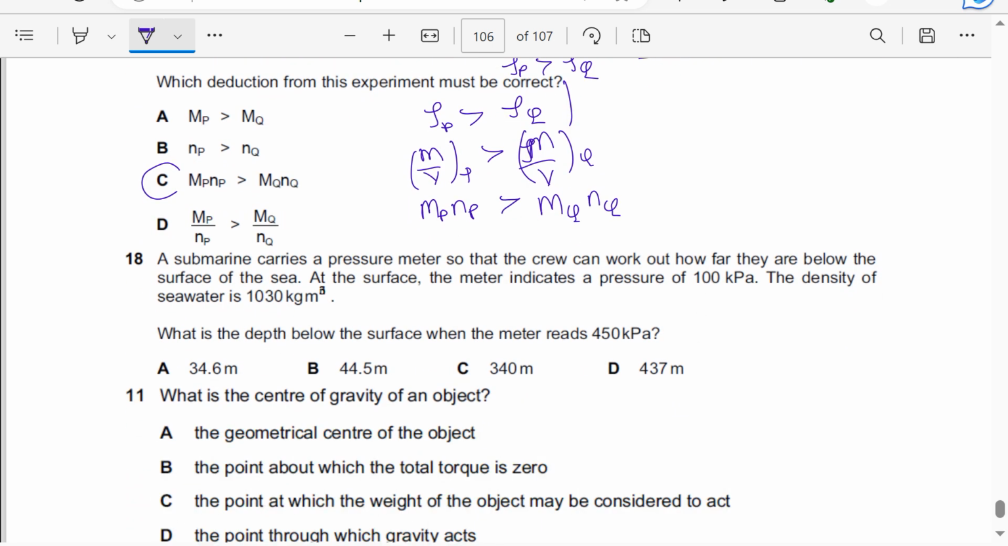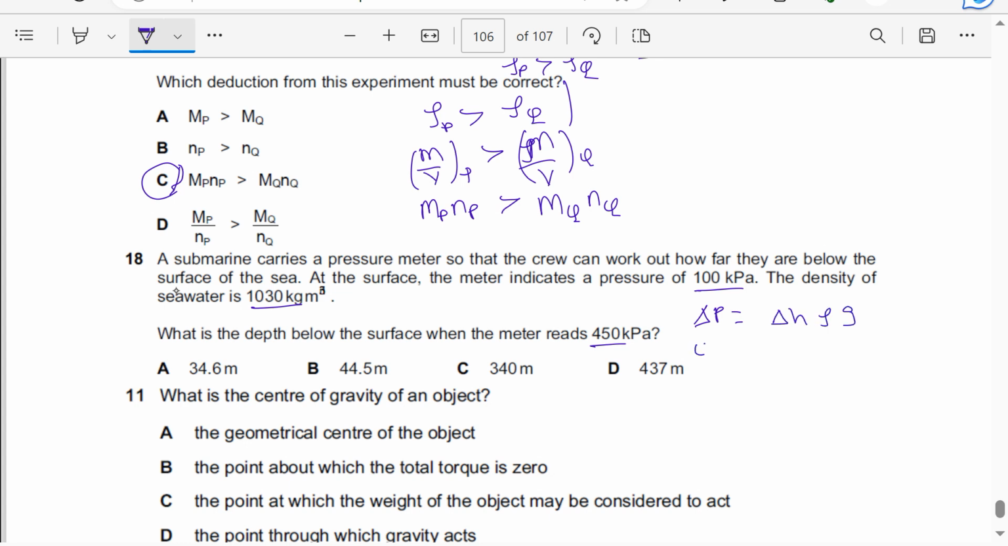A submarine carries a pressure meter so that the crew can work out how far they are below the surface of the sea. At the surface, the meter indicates a pressure of 100 kilopascals. The density of seawater is 1030 kilograms per cubic meter. What is the depth below the surface when the meter reads 450 kilopascals? Okay, so we want simply the depth. I would simply say that the difference in pressure is going to be equal to the difference in depth times density times G.